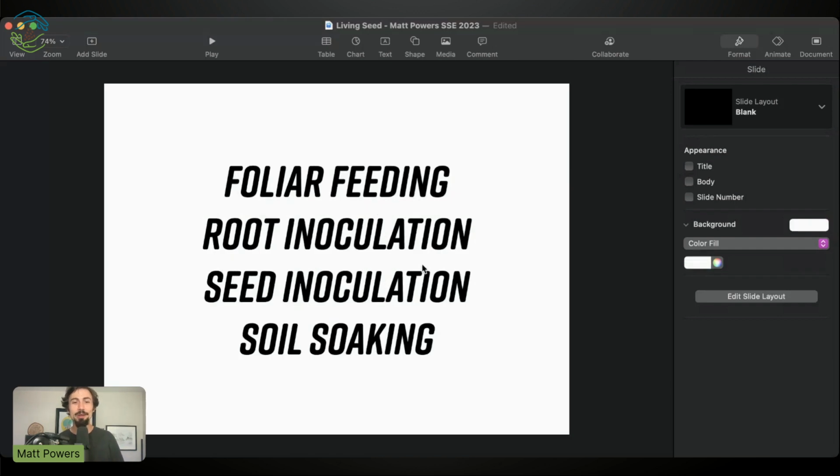So foliar feeding, root inoculation, seed inoculation, and soil soaking. We are going to bring the biology to the plant. We're not going to overwhelm the plant with biology, but we're going to consistently bring the biology back, because if your soil is dead, if your soil is simplified, if your soil lacks organic matter, if your soil leaches easily, if your soil is oxidized or alkaline, it's not going to keep the biology. So you can inoculate, you can do all these different things, and you'll have flushes of reaction. But they're flushes. They come and go.